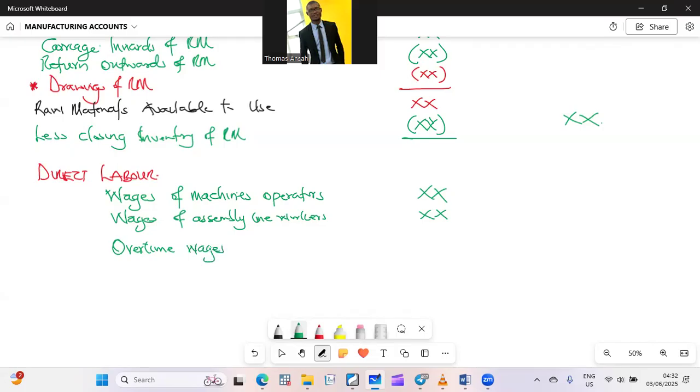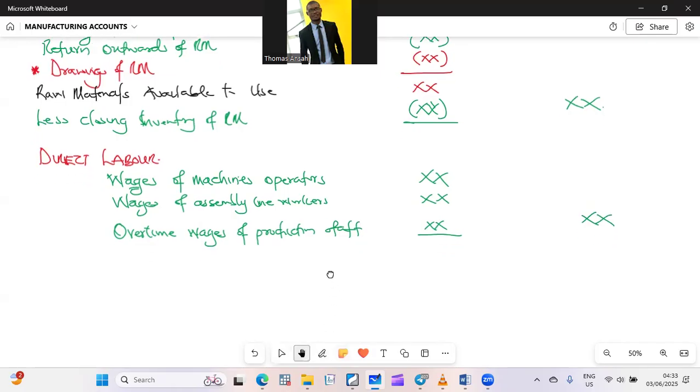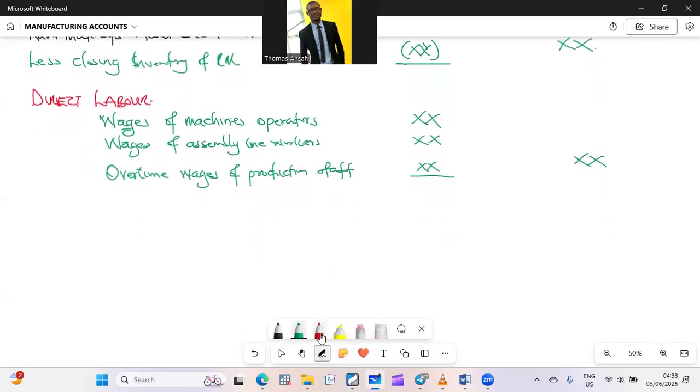So overtime wages of production staff. Those who are actually touching the thing when producing, those are the people we are talking about, production staff. Those are direct, all right? Take note of that. So that is that. But in your exams, you may see wages standing on its own. Add all those things. That will sum up to your direct labor. Okay. Then what did we do after direct labor? It was direct expenses, right?